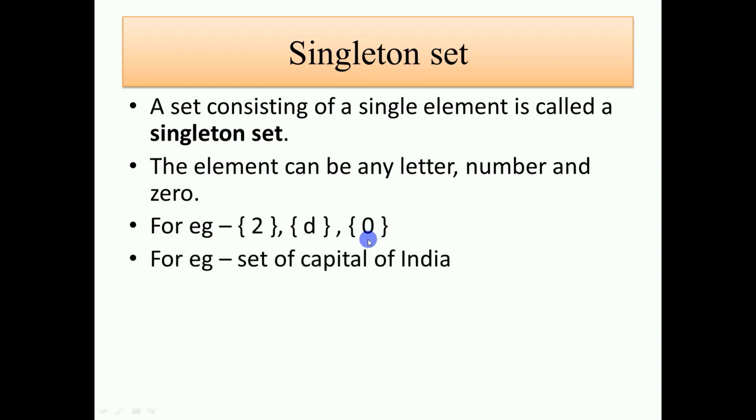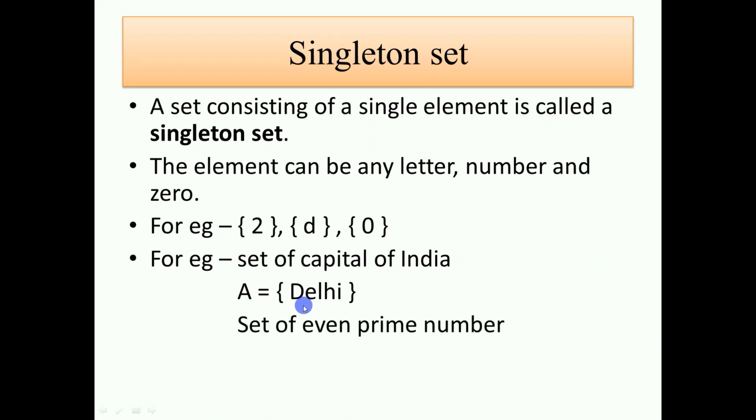Consider that you have to make a set of the capital of India. Now you know there is only one capital of India, which is nothing but Delhi. So we write it in the set, that is A is equal to Delhi. As you see, in this set there is only one capital, which is Delhi, so we understand that there is only one element and this set can be called a singleton set. I hope you understood the concept of singleton set. Let us move on to the next type of set.